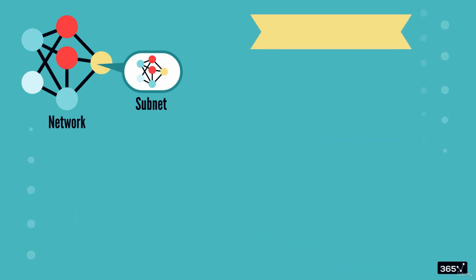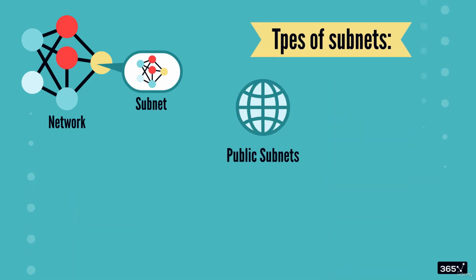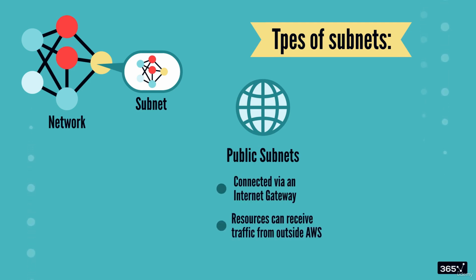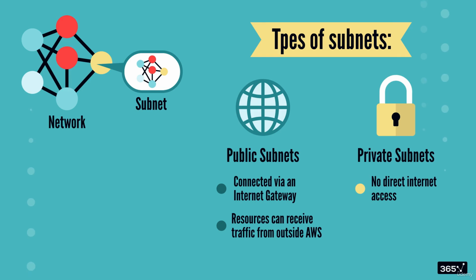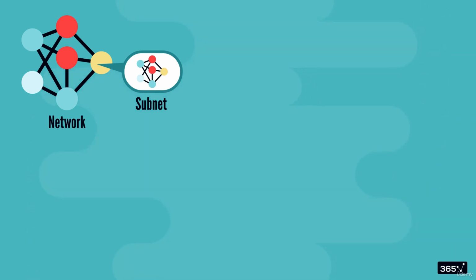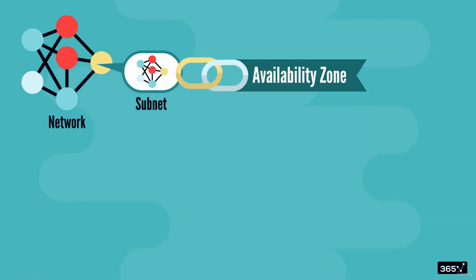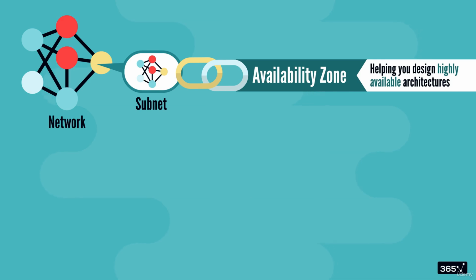There are two types of subnets. Public subnets. These are connected to the internet via an internet gateway. Resources here can receive traffic from outside AWS, like a web server. Private subnets. These do not have direct internet access. They are ideal for databases or internal applications that should stay isolated. Each subnet is tied to an availability zone, helping you design highly available architectures.